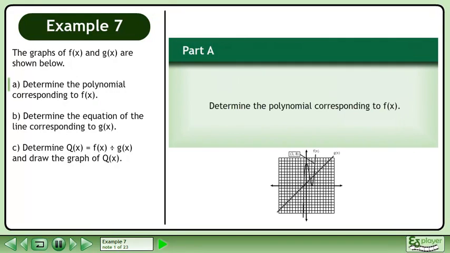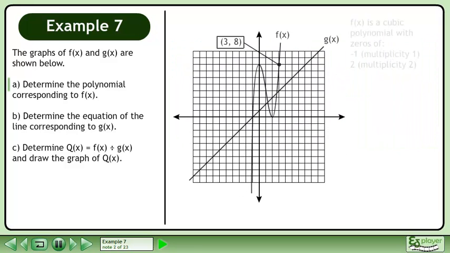The graphs of f(x) and g(x) are shown below. In part A, determine the polynomial corresponding to f(x). f(x) is a cubic polynomial with zeros of -1 with the multiplicity of 1 and 2 with the multiplicity of 2.